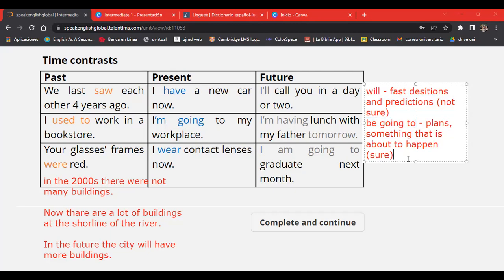Copy this in your notebook, Juan and Jesse, please, so that we remember the meaning and the correct usage of will and be going to. Let me know when you are ready. Ready. Okay. Very good.